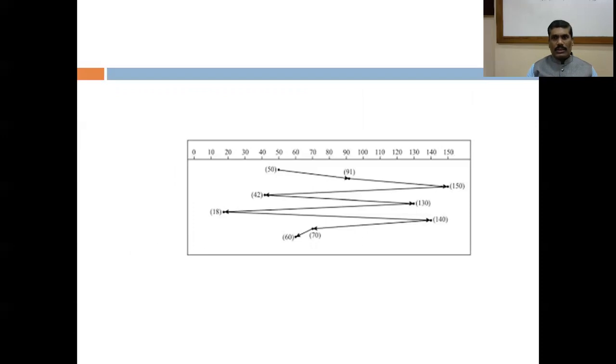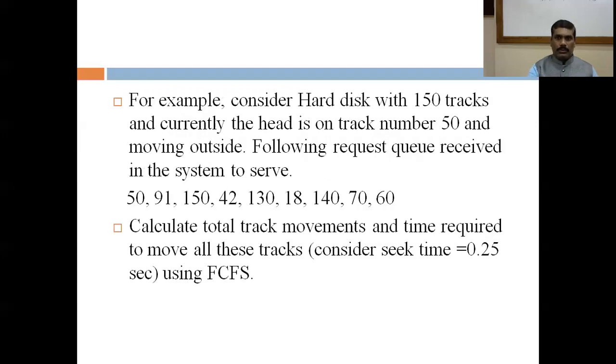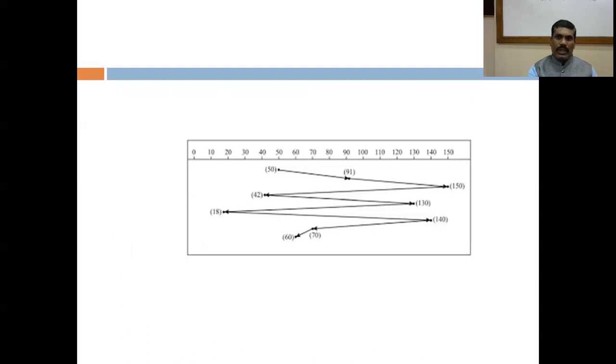So this is a chart. This is the diagram. This is the Gantt chart that we are drawing. If you see, currently we are serving the track number 50 and we are moving to the other tracks. So we are currently on the track number 50.